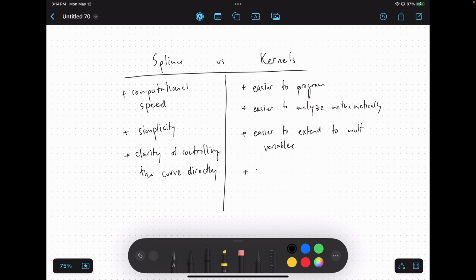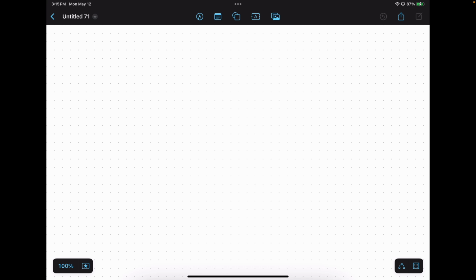And with kernels, combos of continuous and discrete variables are easier to deal with. So these are some considerations for trade-offs between splines and kernel regressions that you might think about when faced with a choice of deciding which regression approach to take. All right. So that concludes that piece.